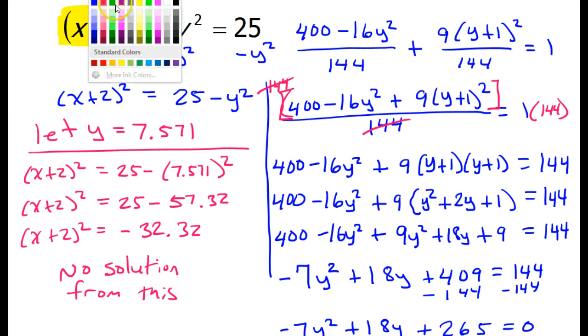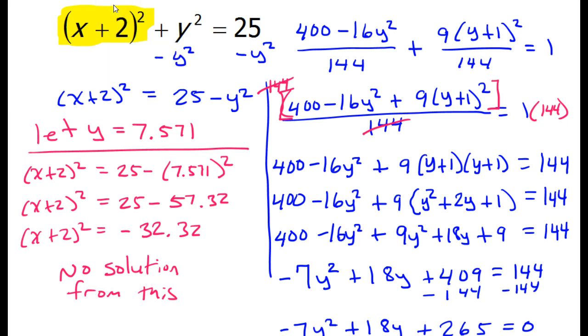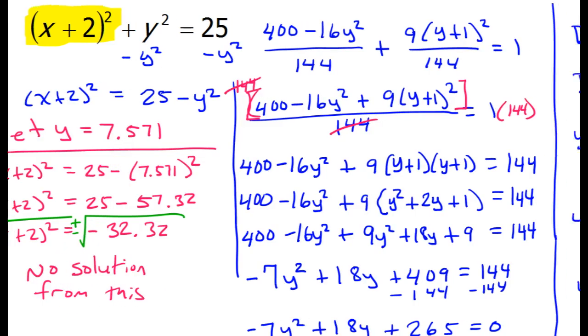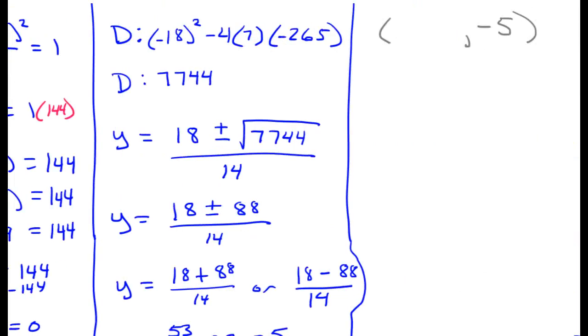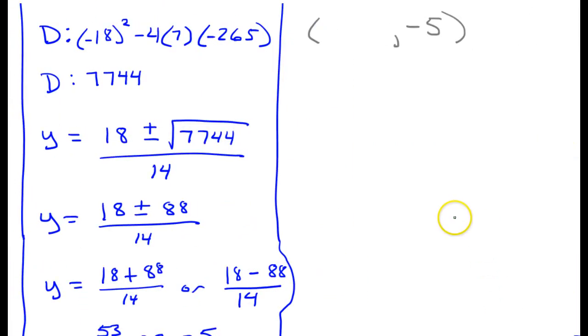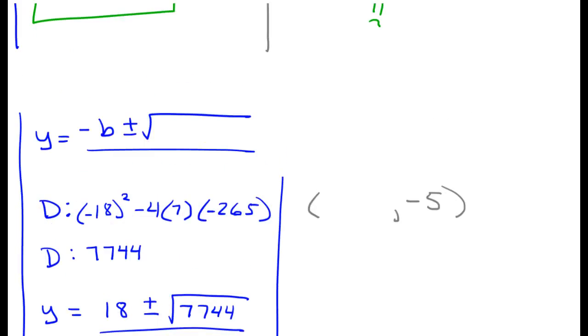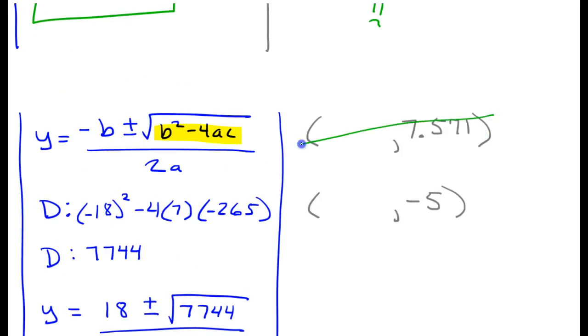Another way to look at this is if I kept going, my next step would be to take the square root of both sides. And you can't take the square root of a negative number. You're just going to get imaginary numbers. So I'm going to get no solutions from this guy. That doesn't mean I have no solution. I still have another y value to use. But that's telling me that the y value that we just did right now did not work out.